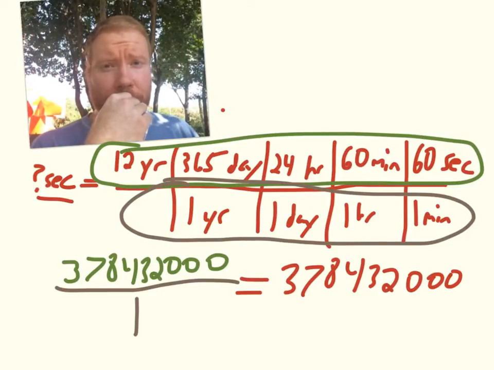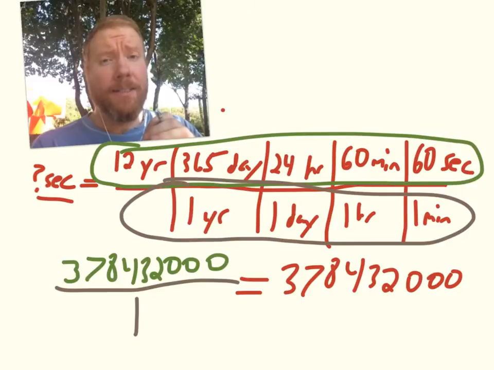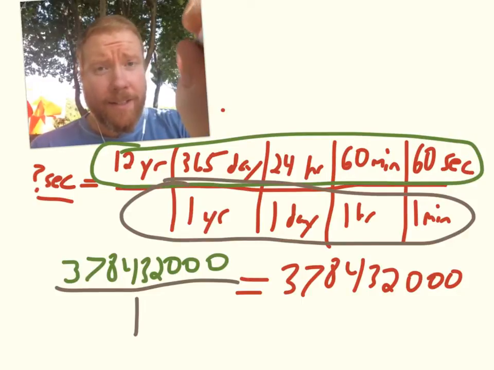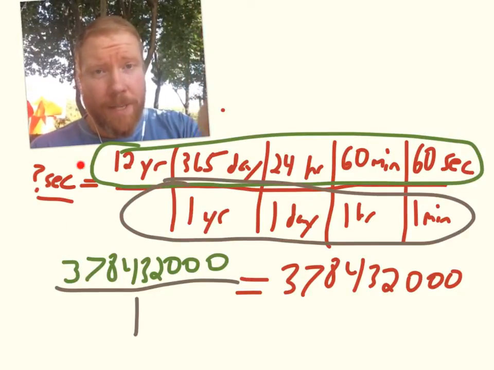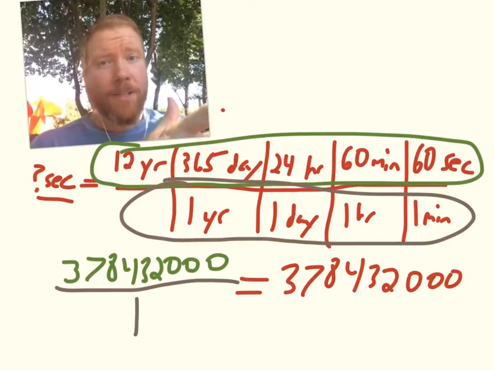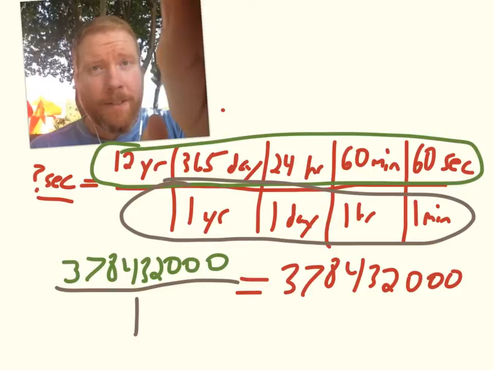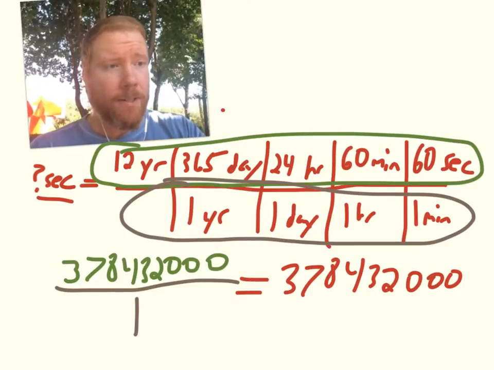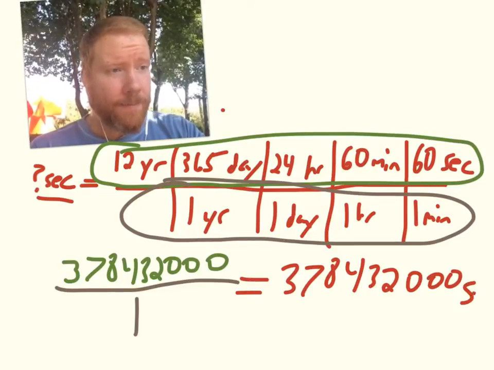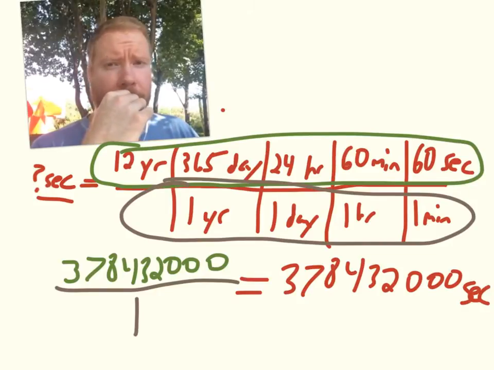Okay, so what are the units going to be? Well, the units should be the units that we were looking for, right? It should be these units over here. That's why we did this whole thing. So all we have to do for the units is take these units from the beginning of the problem and just write them at the end of our number, right? So this is this many seconds, okay?